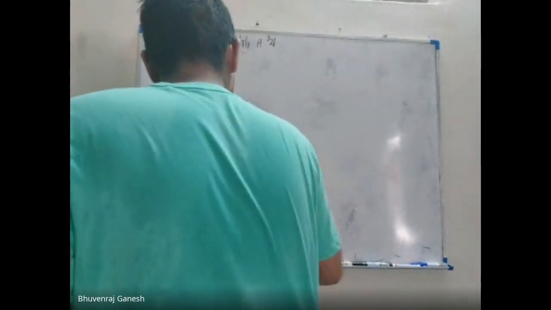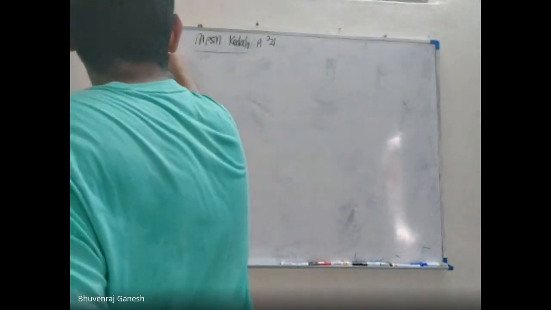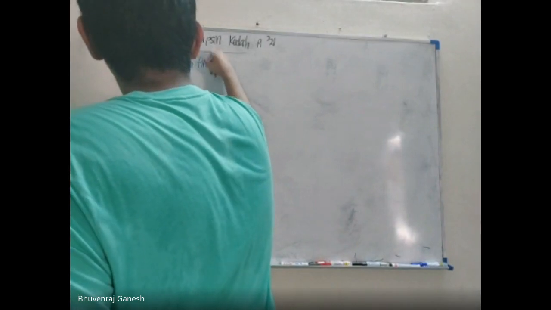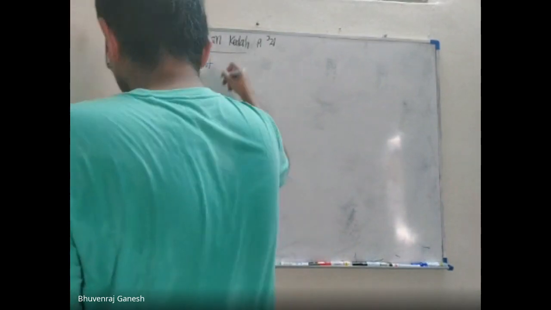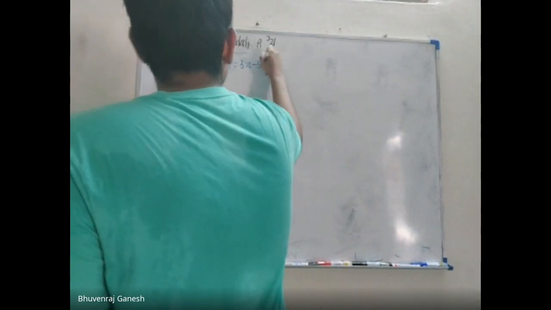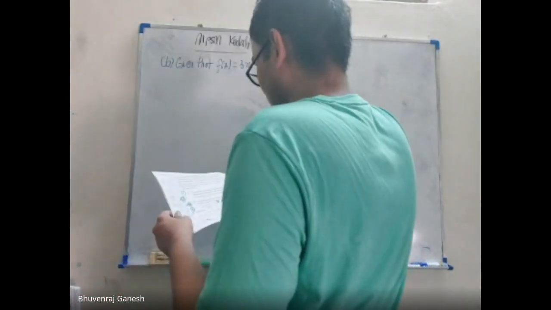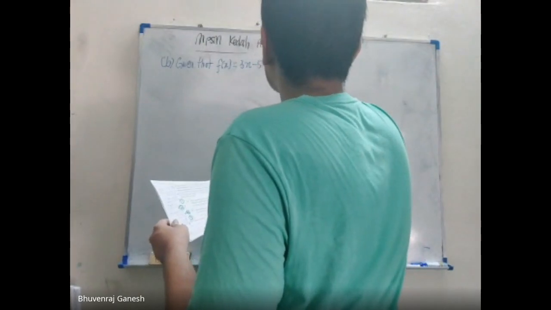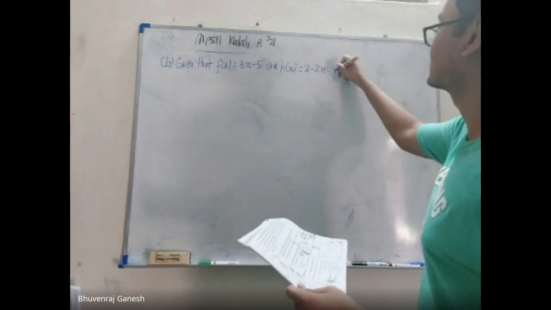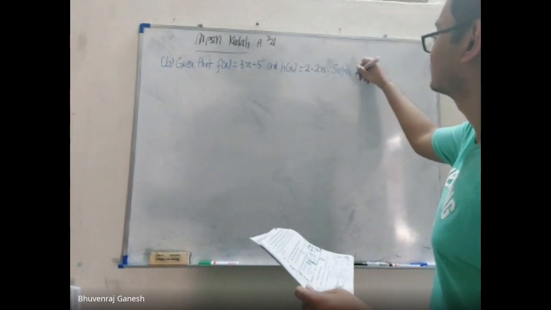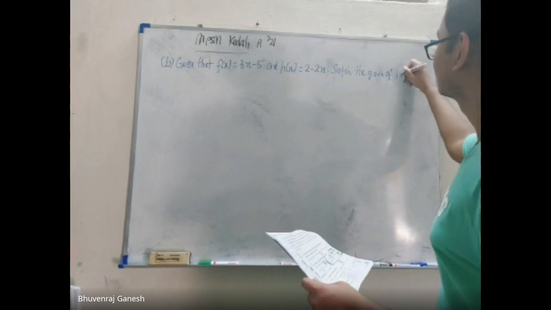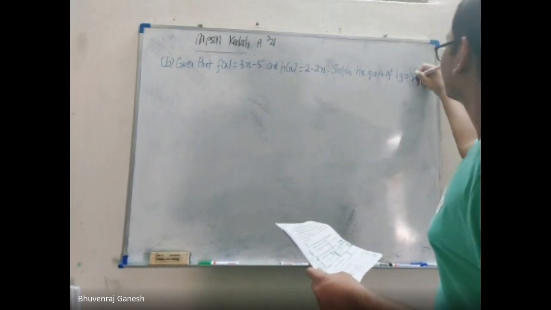So part B. Given that f(x) is 3x minus 5 and h(x) is 2 minus 2x, they ask you to sketch the graph of modulus y equals hf(x).